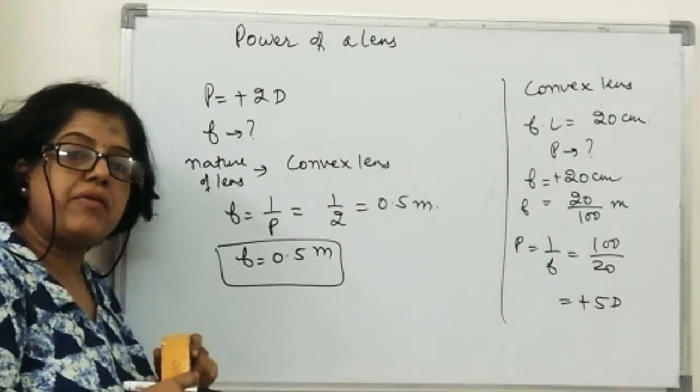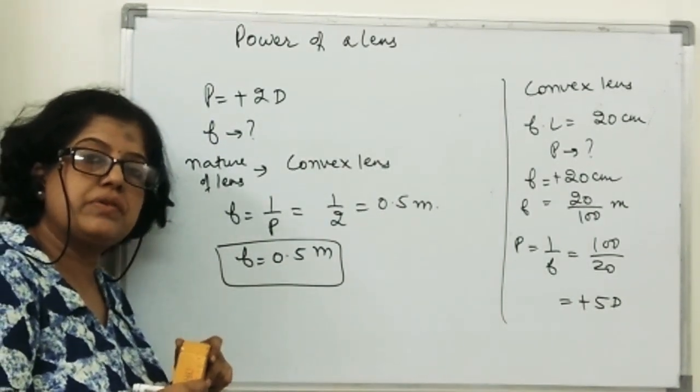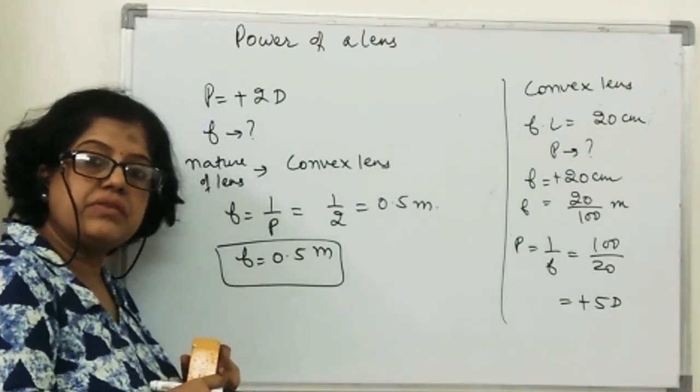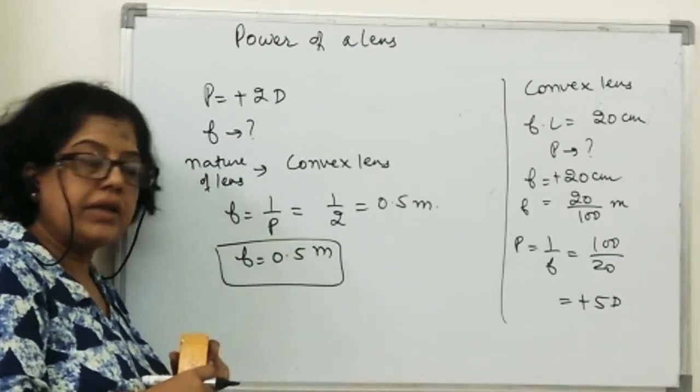So by sign of the power, we can identify the lens. If it is positive, it is a convex lens. If it is negative, it is a concave lens. Fine. Okay.